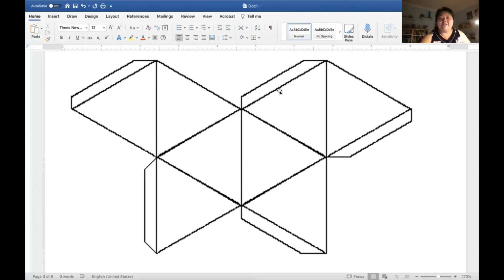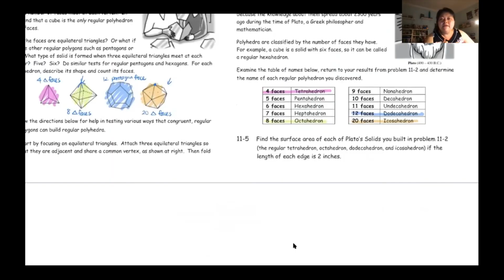All right, okay. So then it says, find the surface area of each Play-Doh solid you built in the previous problem. So, you didn't build this, but it wants you to find the surface area of each of these, the 4 shapes we have, the tetrahedron, the octahedron, the dodecahedron, and icosahedron, right? So remember, for 3 of these, they're all regular, they're all equilateral triangles. So we can actually just figure out one equilateral triangle and multiply by how many faces we have, and that we will have the surface area. It's really a nice shortcut, right?